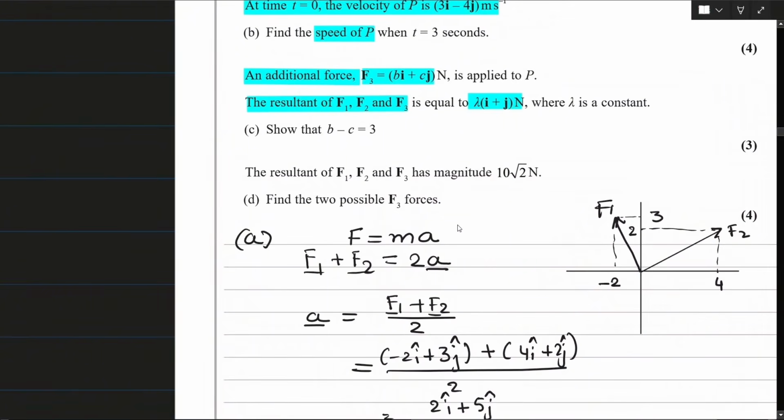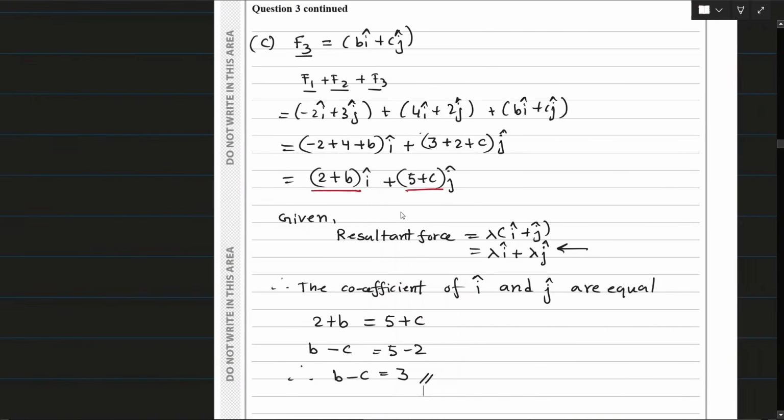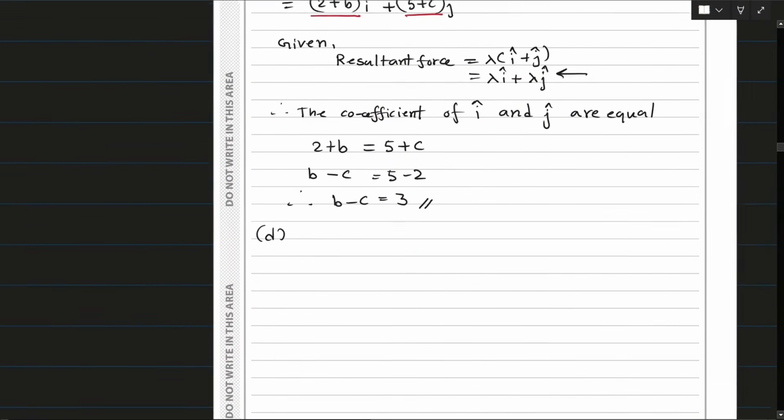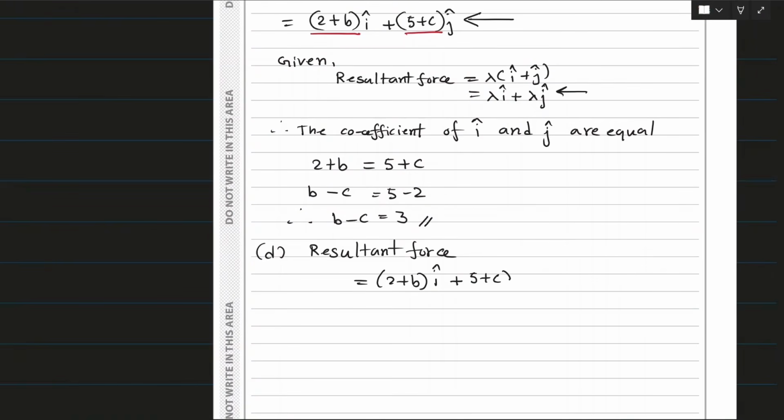Now for part D, it is given that the resultant of F1, F2, and F3 has a magnitude of 10 root 2. Now we have to find two possible F3 forces. So we already know that the resultant force is given by the vector we calculated in part C, which is 2 plus b i and 5 plus c j.